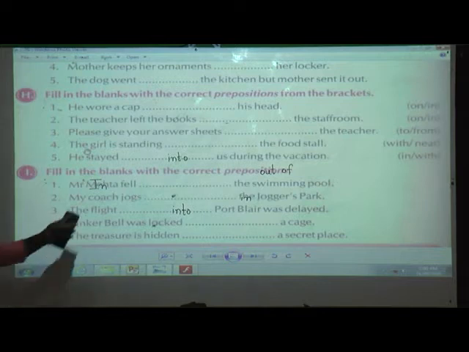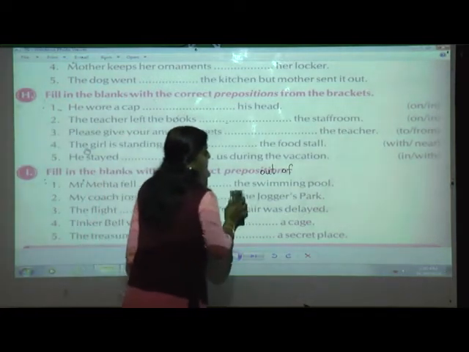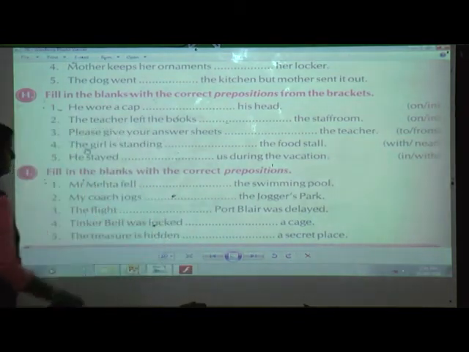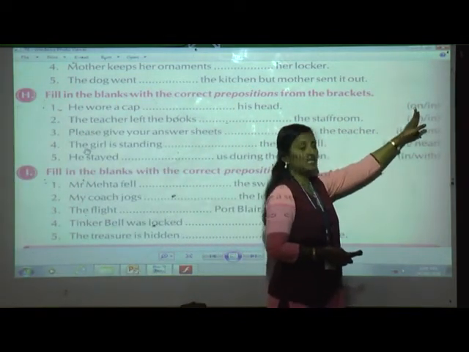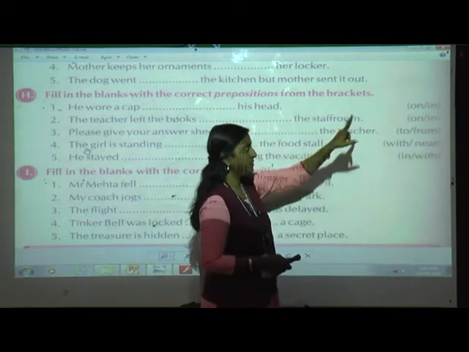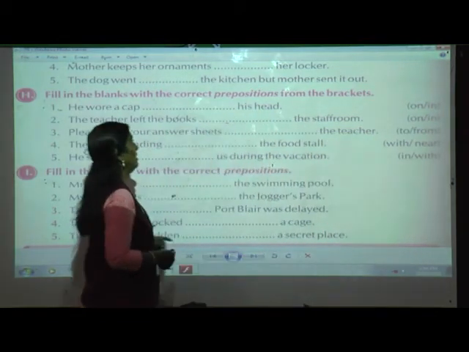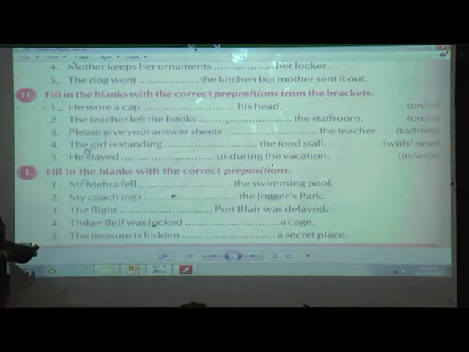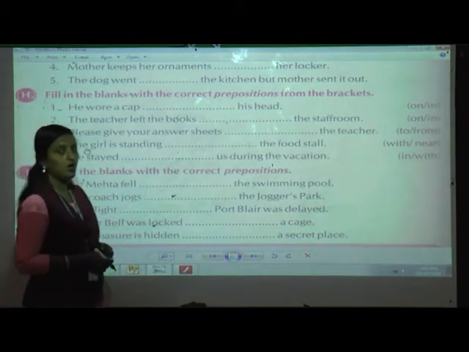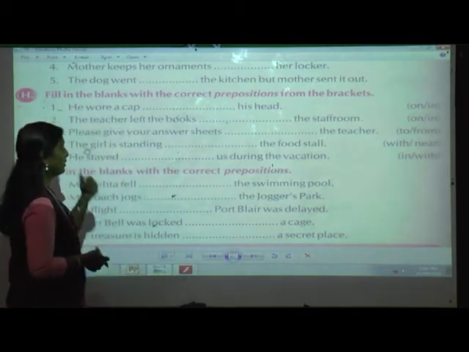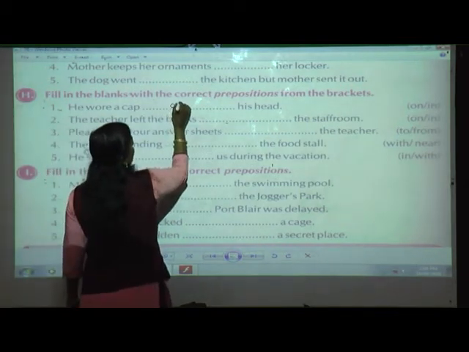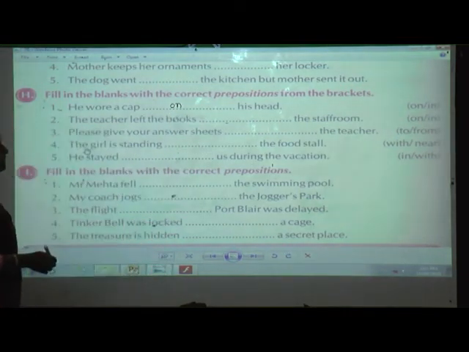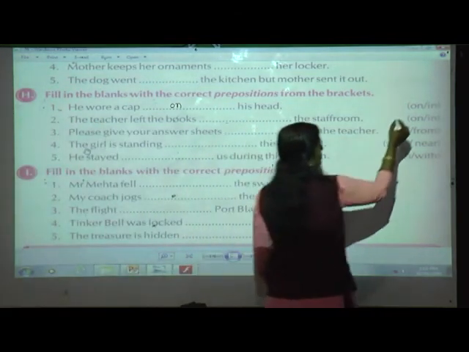Now, in exercise H, what are we going to do? Yes, read the instructions given there. It says we have to fill the blanks with the correct prepositions from the bracket. Here you can see they have given only two prepositions, and from those we have to fill the blanks. So we will start with the first. He wore a cap dash his head. On or in? We wear the cap on our head. So, on his head, not in the head. So I just put a tick over there.